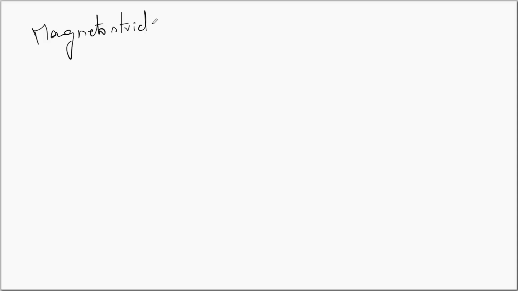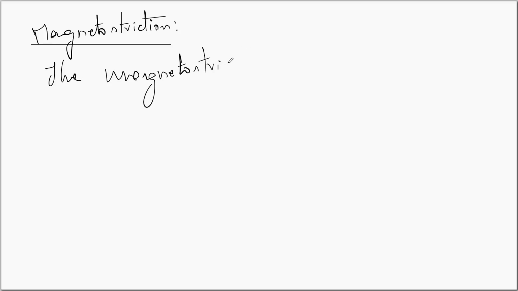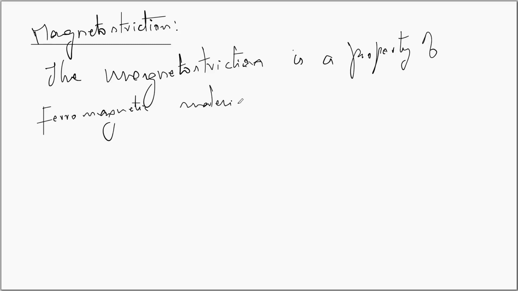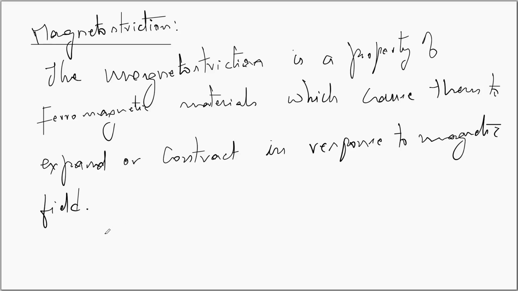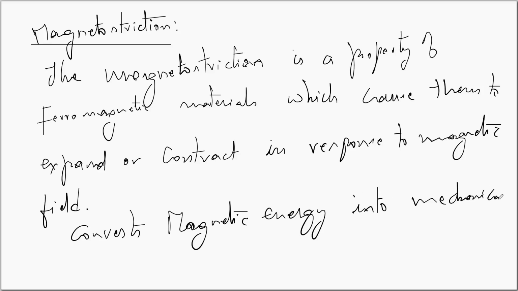Magnetostriction is a property of ferromagnetic materials which cause them to expand or contract in response to a magnetic field. What this effect does is convert magnetic energy into mechanical energy. And the expansion or contraction can be seen as long as the external magnetic field is applied.